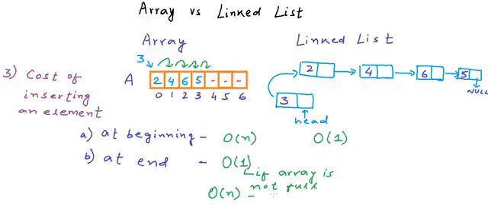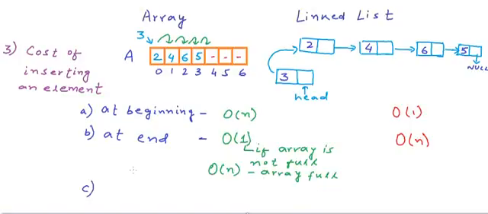In the case of linked list, adding an element, inserting an element at the end will mean traversing the whole list and then creating a new node and adjusting the links. So time taken will be proportional to n. I'll use this color coding for linked list. Here n is the number of elements in the list.